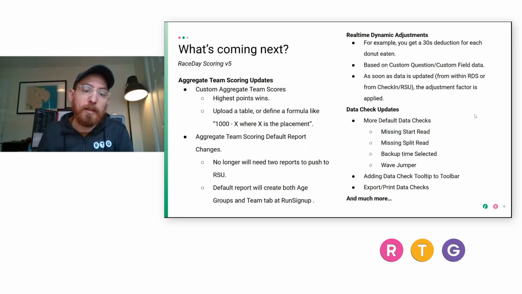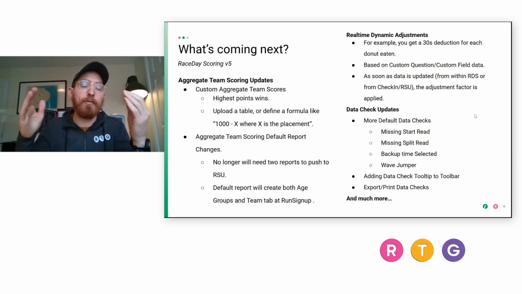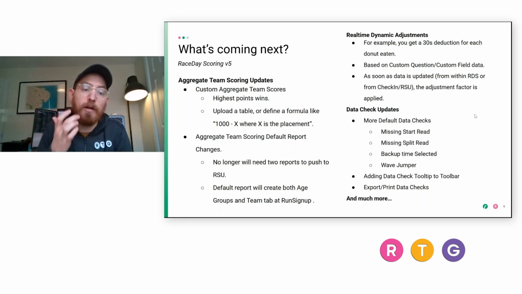Additionally, you can say something like, everybody in the top 100 gets a point based on the calculation, and everyone after that gets some set value, a participation point, for example. And then next, aggregate team scoring default report changes.